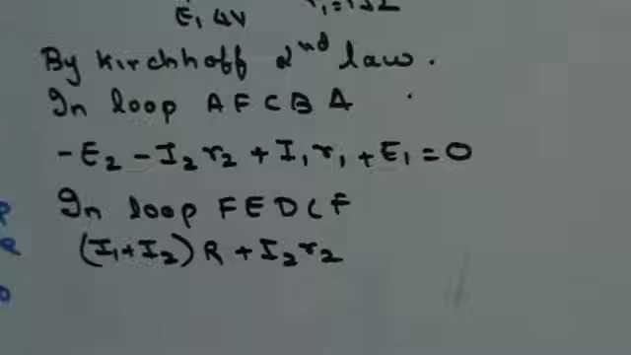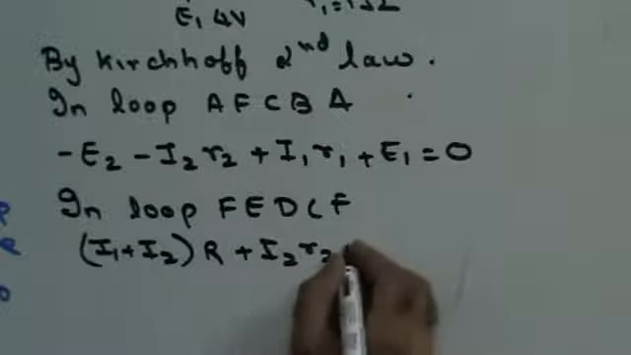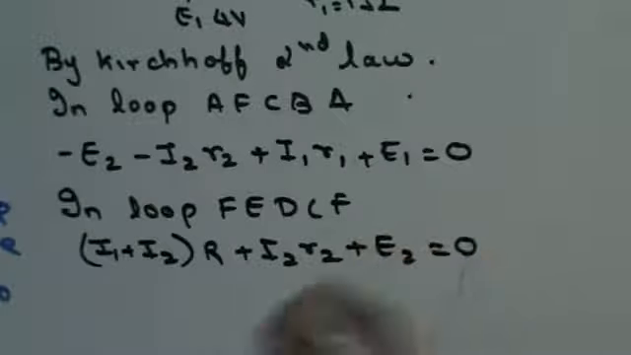EMF is also sending current from C to F, in the direction in which the loop is being traced. Therefore, it will be treated as positive. The sum is 0. So I'll get one equation from here, and I'll get another equation from the other loop. Solve the two equations simultaneously. You should get your current.